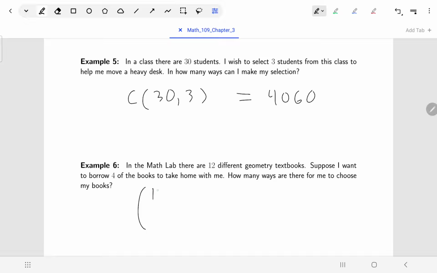So out of the 12 books, I'm just going to select 4 of them. Notice I'm using the other notation for 12C4. Out of 12 objects, I'm going to choose 4 of them, and there's 495 ways for me to do that.